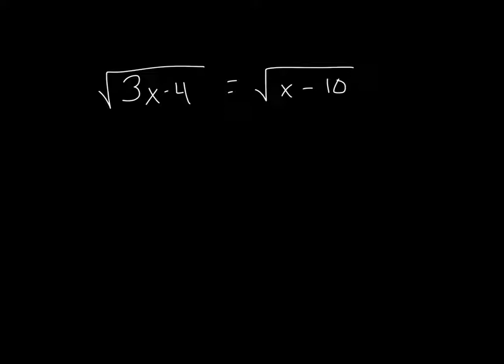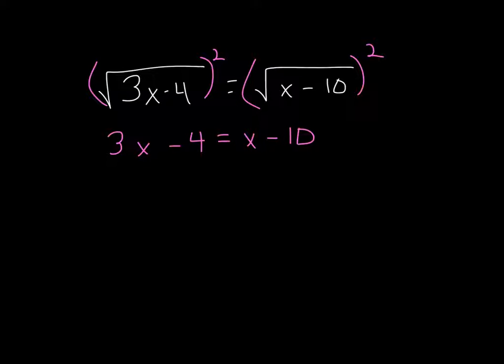Okay, another one that's similar. We have a radical equal to a radical. So we'll again square both sides. So we get 3x minus 4 equals x minus 10. And then let's get the variables together. I like to do the opposite of the smaller one so that I don't have a negative variable. It gives you 2x minus 4 equals negative 10.